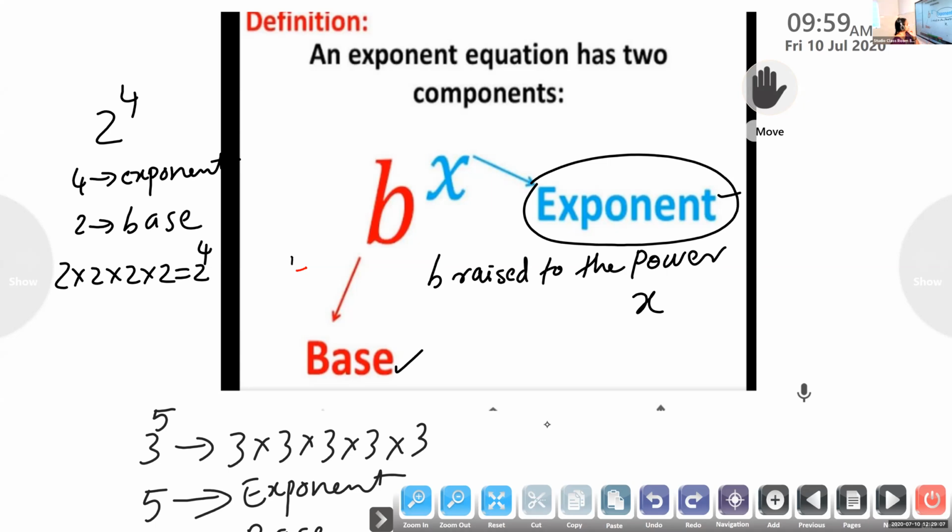X is exponent and b is base. Abhinav, over. Shankari, Anu, did you write? Yes, ma'am. Okay, good. Now you write this one.